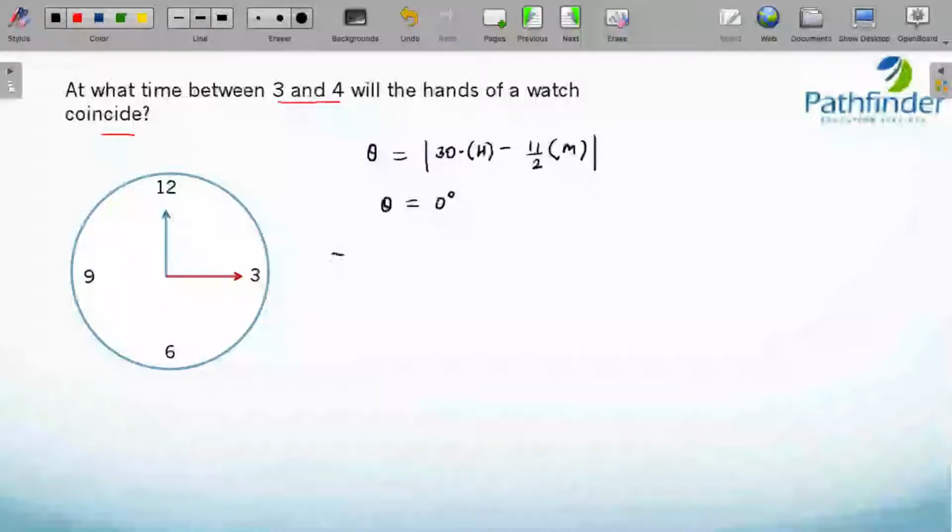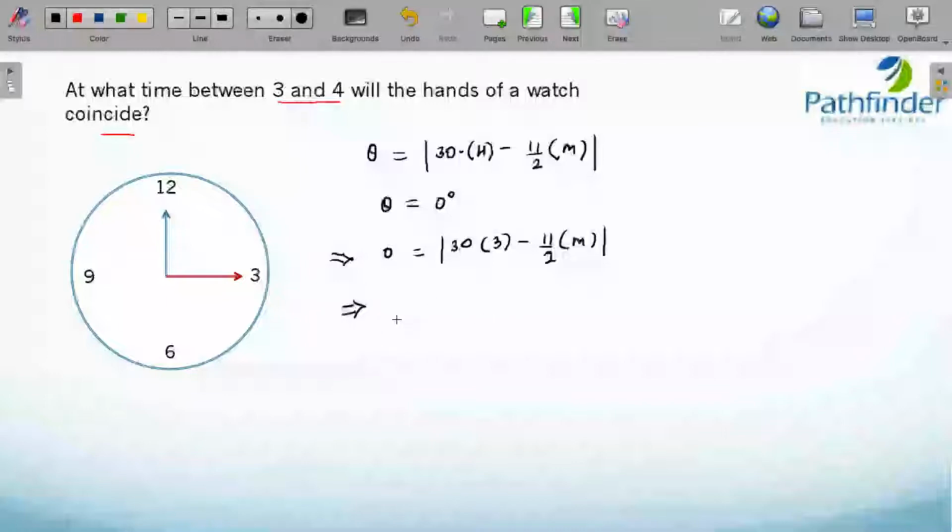So obviously, if I put the value 0 degrees is equal to mod of 30 times h minus 11 by 2 times m. Now since it is between 3 and 4, the time must be 3 hours and some minutes. And therefore the value of h will be 3 and the value of m is unknown. Now since the quantity inside the modulus can be both positive as well as negative, I have two cases generated. But since the angle is 0, the two cases won't matter in this particular question.